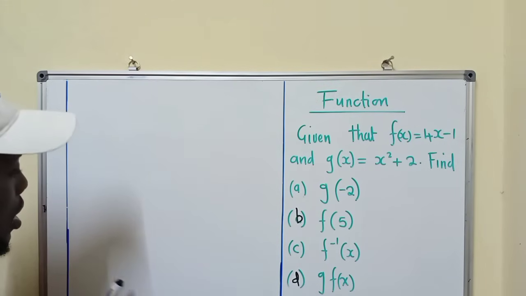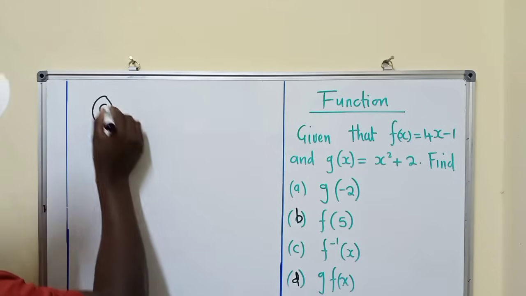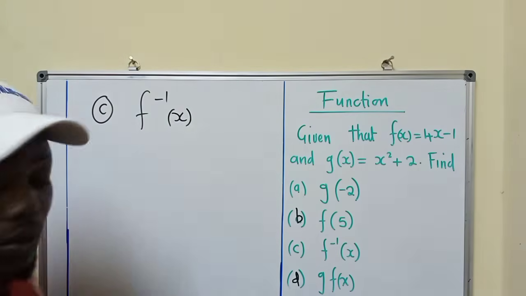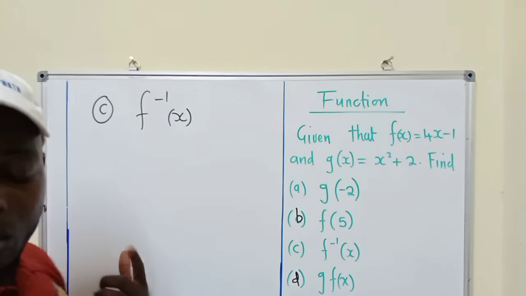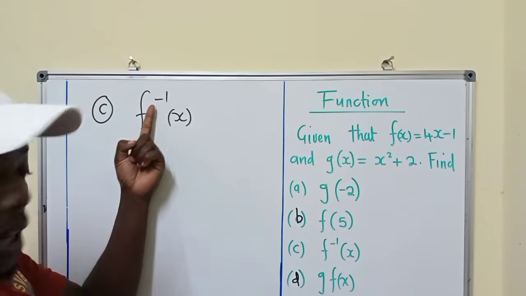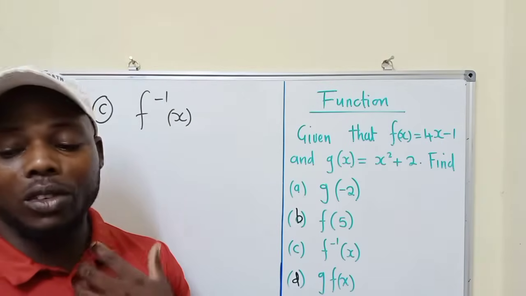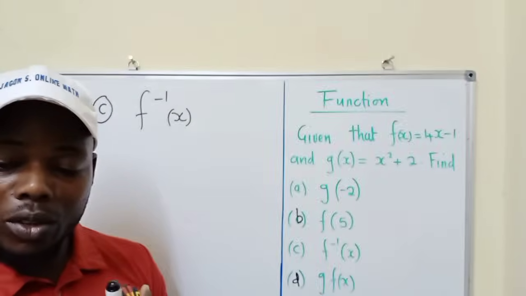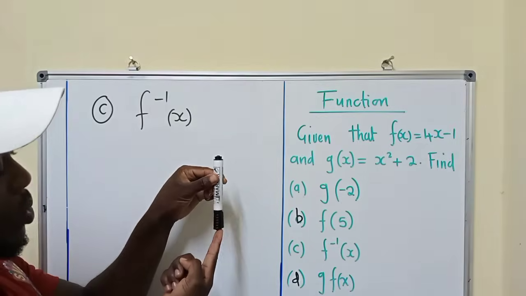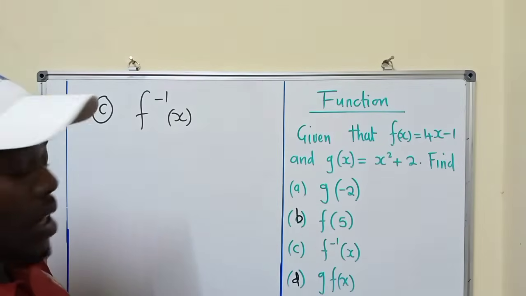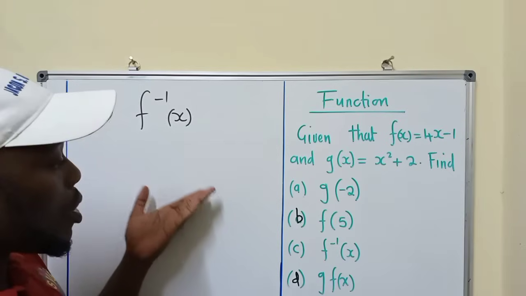For C, they want us to find f inverse of x. This is very important. You see the way it looks? There is power negative 1. So what it means here is find the opposite. We're trying to find the opposite. So for example, the opposite of this marker, this side, it's right here. Okay? You see? So that's the thing. We're trying now to find the opposite.